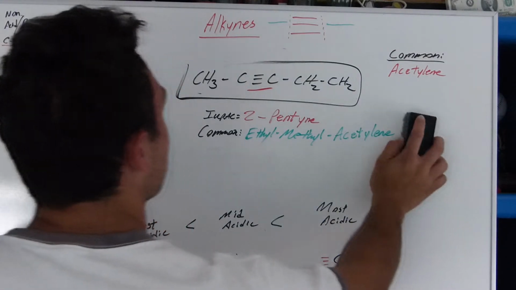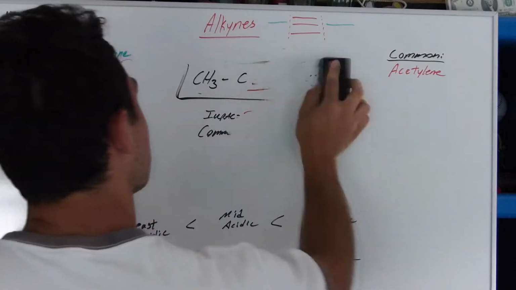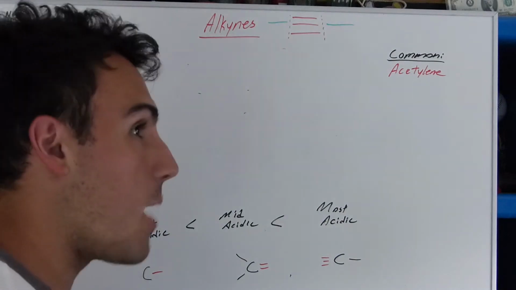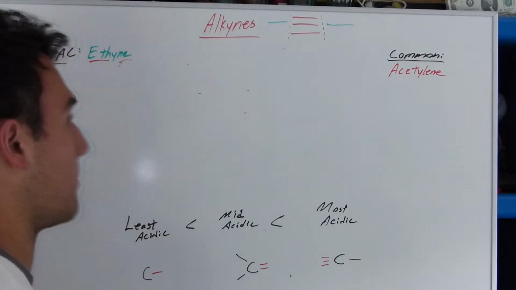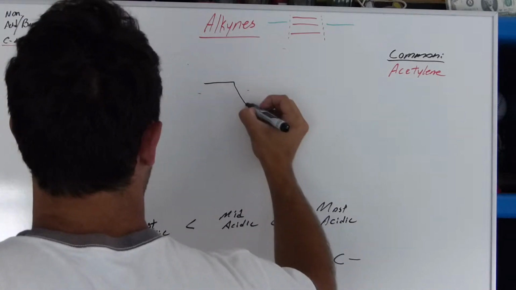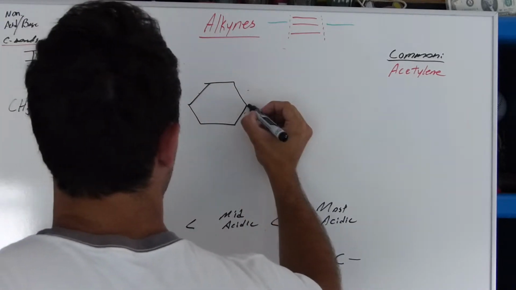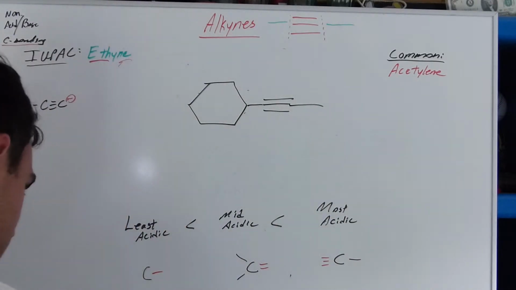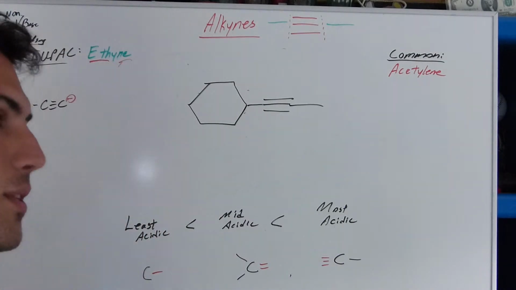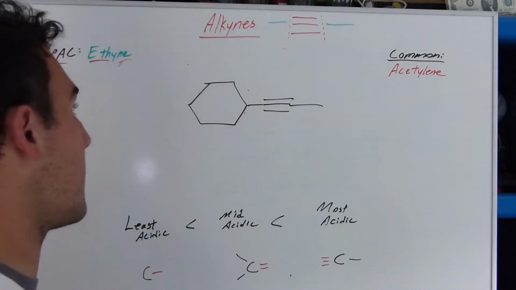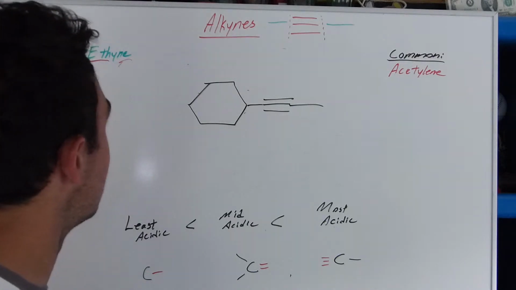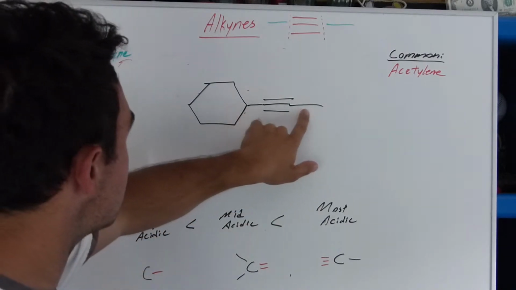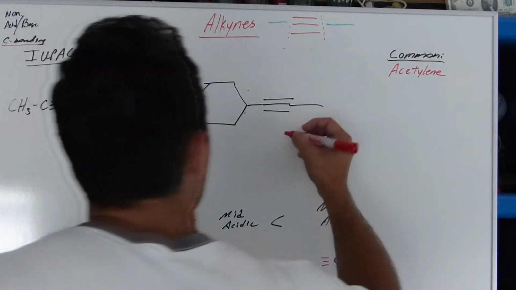So let's do one more example. You guys can choose what you want. I'm going to pick the common name in this, but you can do the IUPAC name. So we're going to have a ring. So what is the name of this? Well, let's not bother with an IUPAC name. If your professor says give you a name, we'll just do the common name. So what do we have here? We have a triple bond, and we have a methyl.